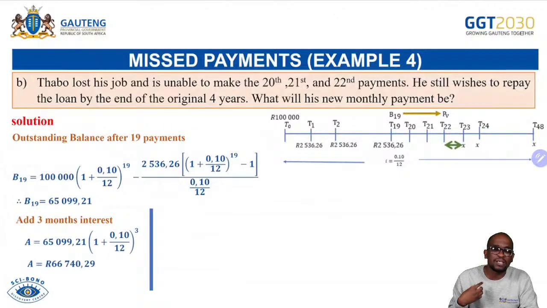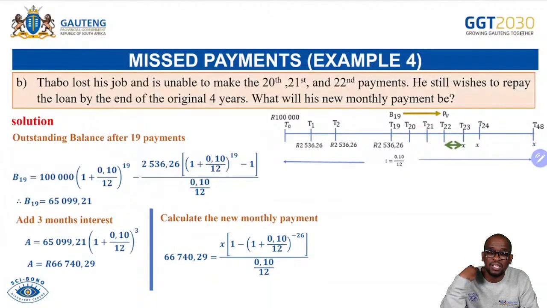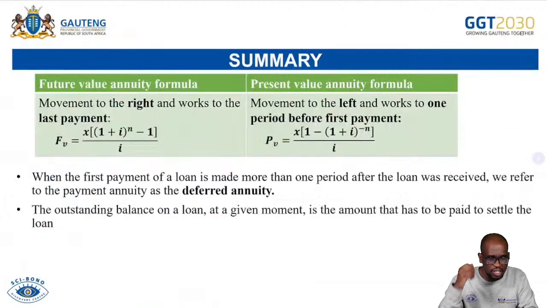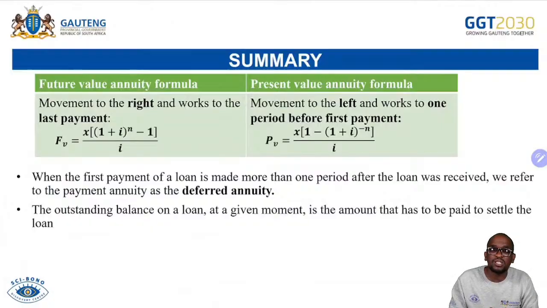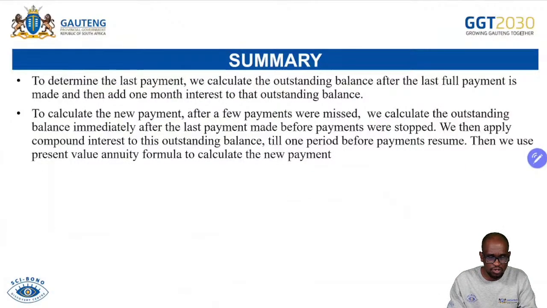Missed payments and last payments use the concept of what? Outstanding balance. So if you understand your outstanding balance and you understand the variations to the formula, it should be easy for you to work on that. So this is the summary. We've worked with the future value and the present value, those are the two formulas. We've worked with deferred annuities as well as the outstanding balance. So thank you very much, you guys.